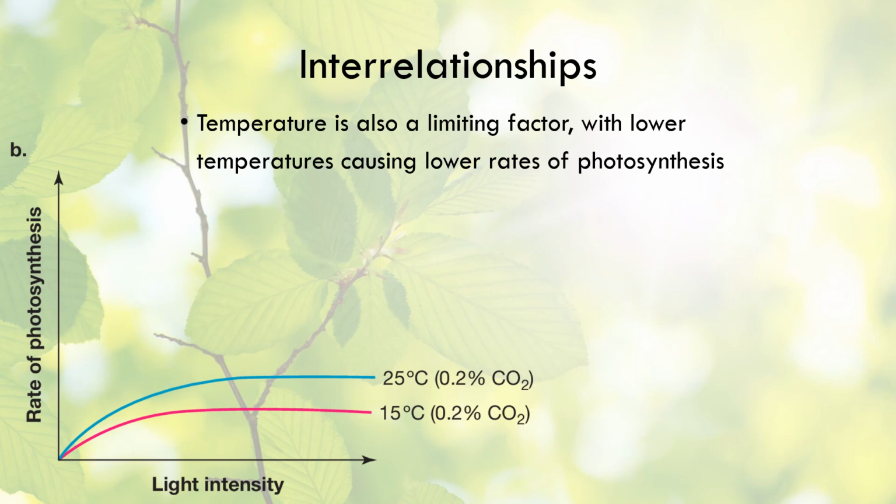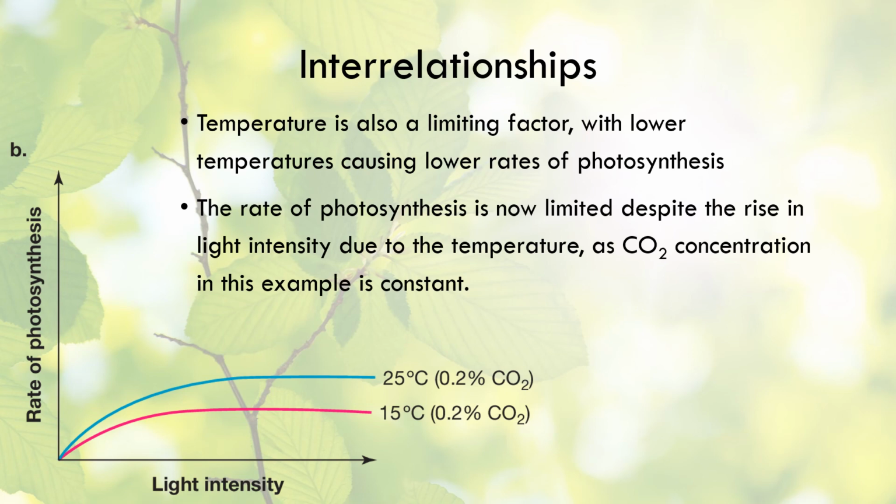Temperature is also a limiting factor. Lower temperatures cause lower rates of photosynthesis. If you think about it, lower temperature means less collisions occurring. At this 15-degree range, we've got less collisions occurring than at the 25-degree range, where photosynthesis is at its optimum. But of course, look at this. We've got 0.2% CO2 and 0.2% CO2, so we've kept that factor the same for both.